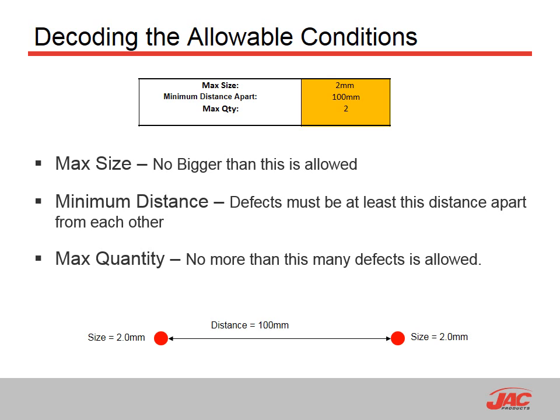Now let's look at an example and walk through the attribute criteria. Is the size of this defect 2 millimeters or smaller? Yes, both are shown to be at 2 millimeters. Is the distance between them 100 millimeters or more? Yes, the distance is shown to be 100 millimeters. Are there 2 defects or less? Yes, there are only 2 defects.